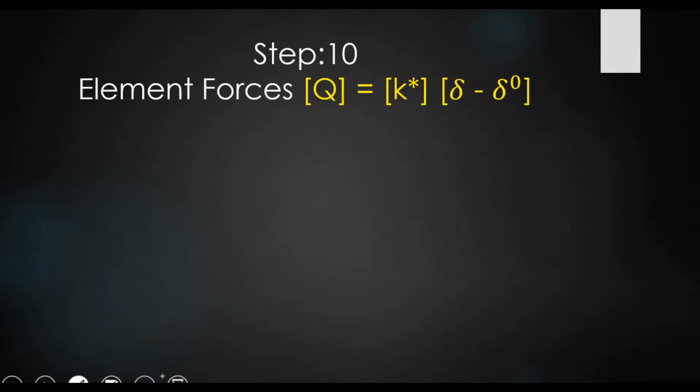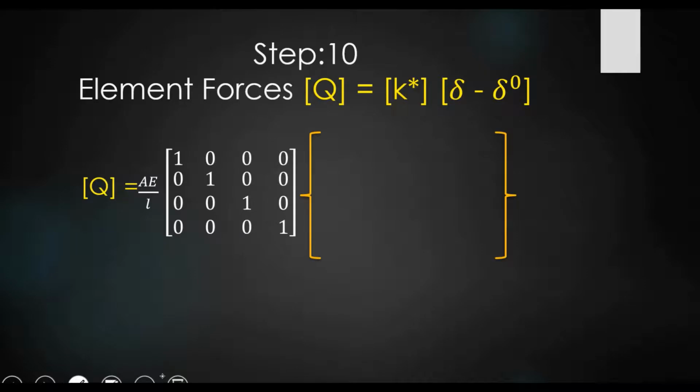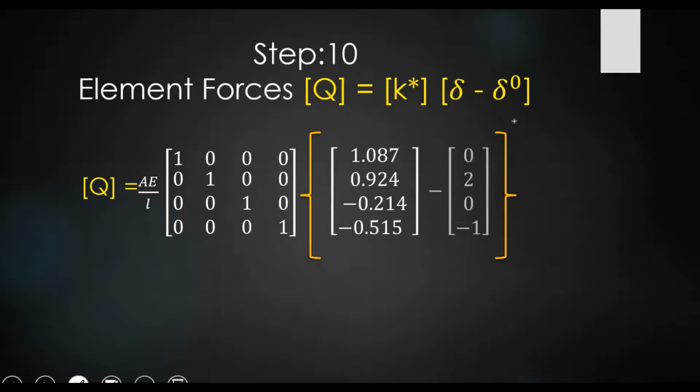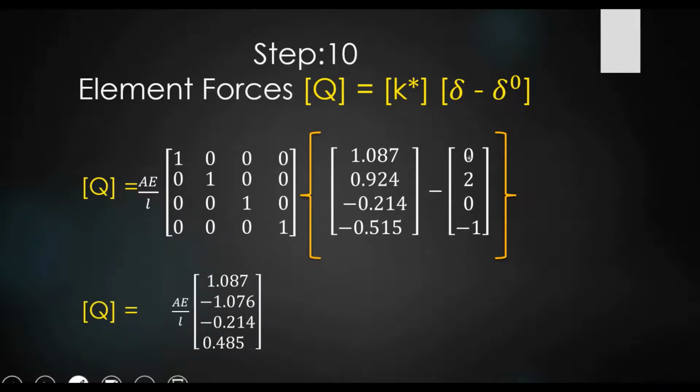Now moving to the last step, that is to find out the element forces in each member. So we have 4 members, there will be 4 element forces. Just multiply the element stiffness matrix with the difference of the deformation matrix and strain matrix. So we just find out the difference between deformation matrix and strain matrix and multiply it with K star. You will get the answer as AE by L into 1.087, minus 1.076, minus 0.214 and 0.485. So this is how we find out the element forces when lack of fit is considered.